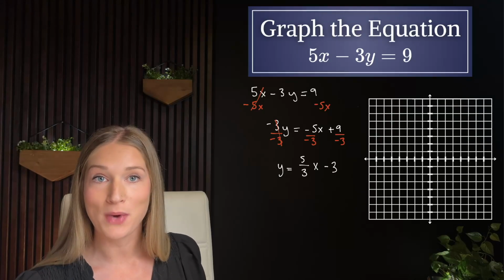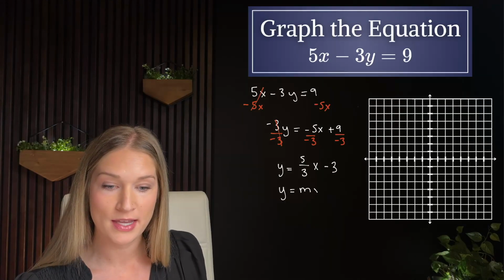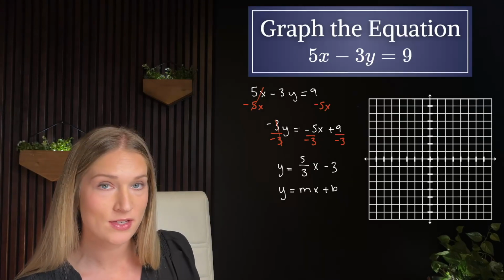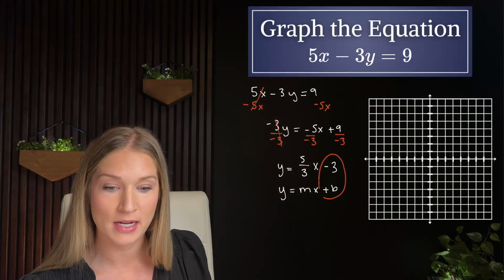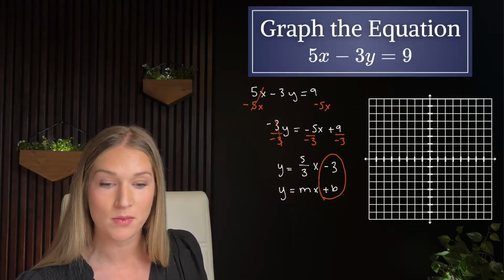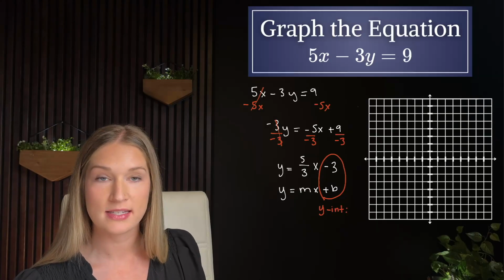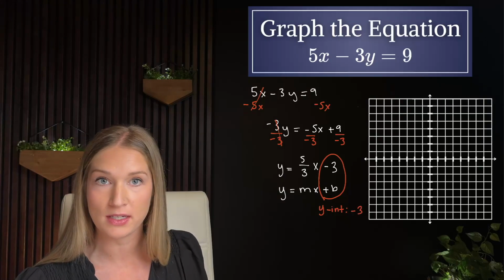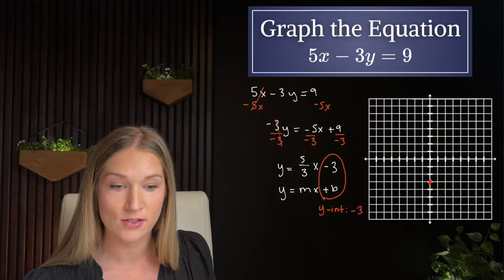Now this is way more friendly because I can compare it to y equals mx plus b form. When you're graphing a line from slope-intercept form like this, the very first thing I need to know is where my line is located, and that comes from our y-intercept. So in this situation, since I have a -3 at the end, my y-intercept is going to be -3. I go put that on my graph, and that's where my line is located.